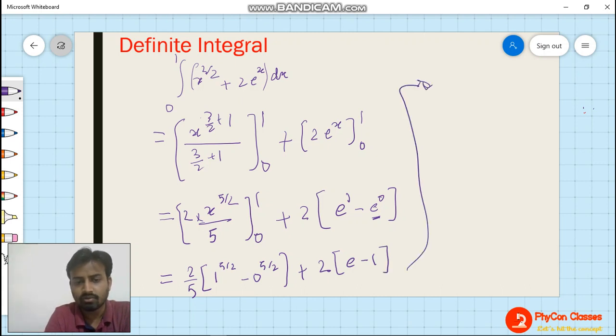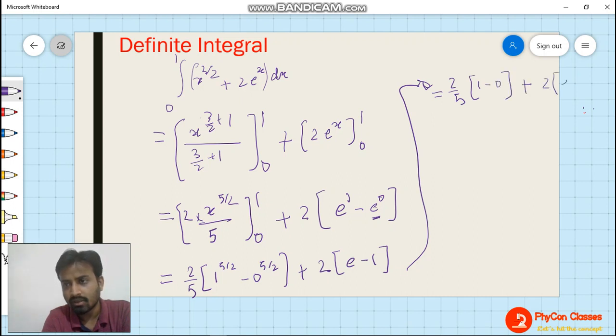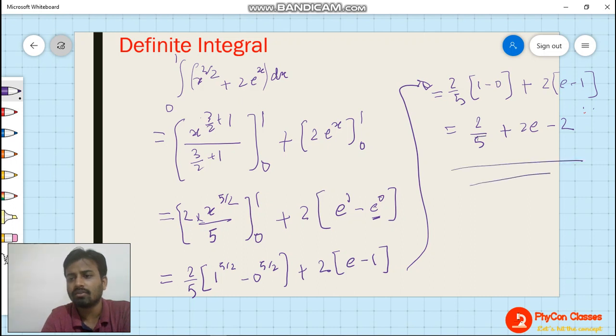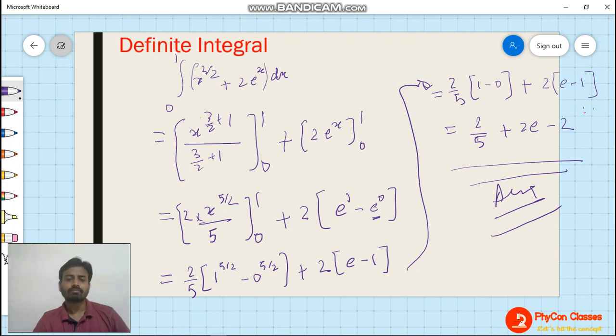Then the final answer is going to be 2 by 5 into 1 minus 0, plus 2 e minus 1. So that is going to be 2 by 5 plus 2e minus 2. Clear? Now you can solve this thing also and move forward, no problem. So up to this also, this can be the answer. Okay, no problem. Clear?